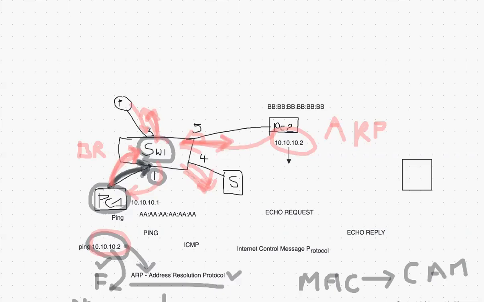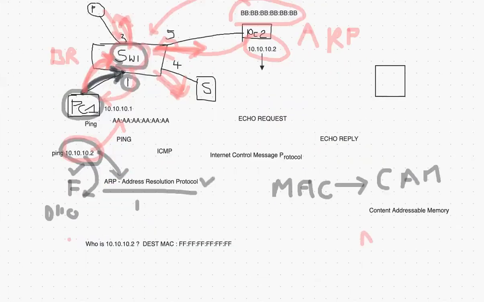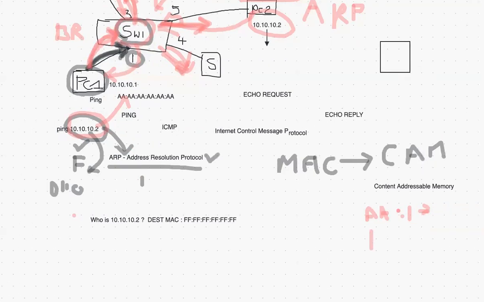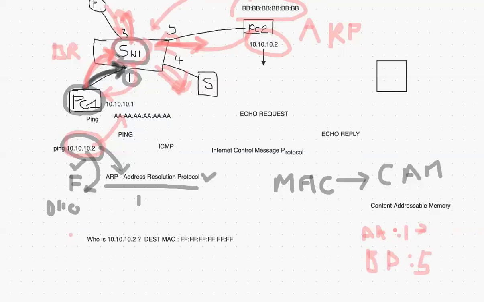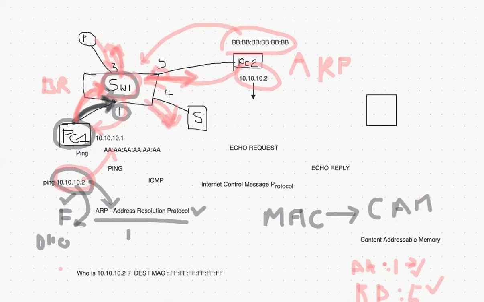Now switch one sees that for this request MAC address, there is a response MAC address. So now it stores the MAC address of BBBB in its CAM table. So now the CAM table contains AAAA on port 1, which is the echo request packet. It got the response back from BBBB on port 5. So now the CAM table has two entries. And the response packet will have the destination MAC address as AAAA.